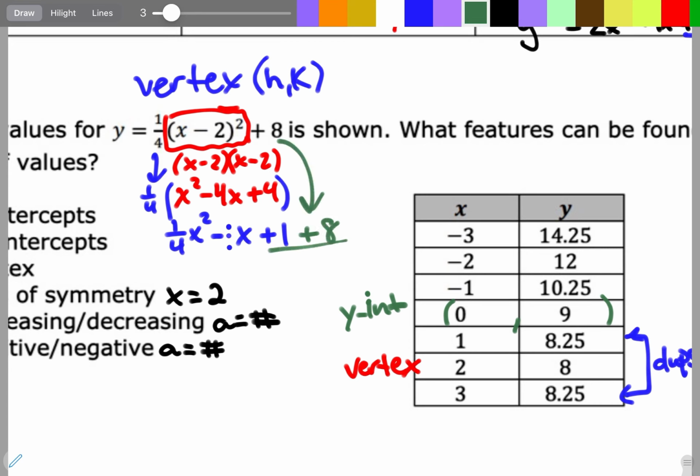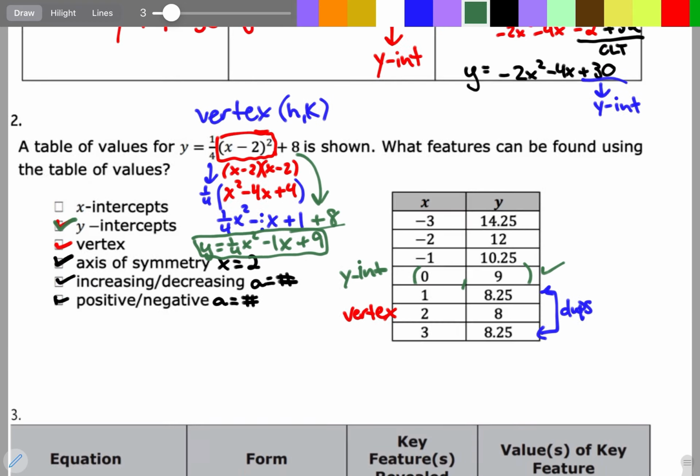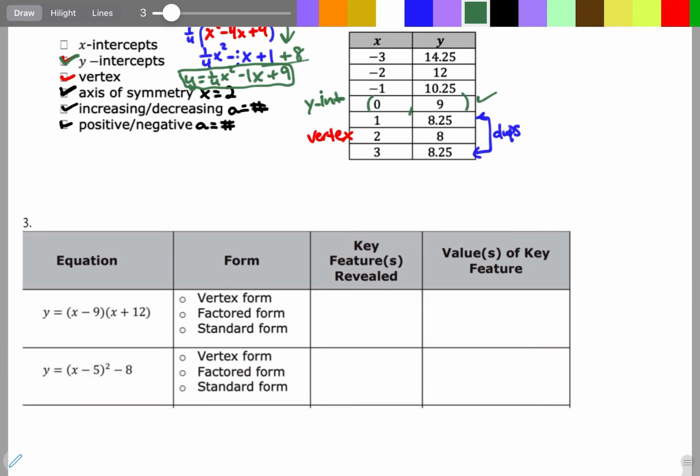I told you, the y-intercept was right here at positive 9. Guess what 1 plus 8 is? It's 9. Any form that you have, you should be able to find your y-intercept by changing it to standard form. Moving on.